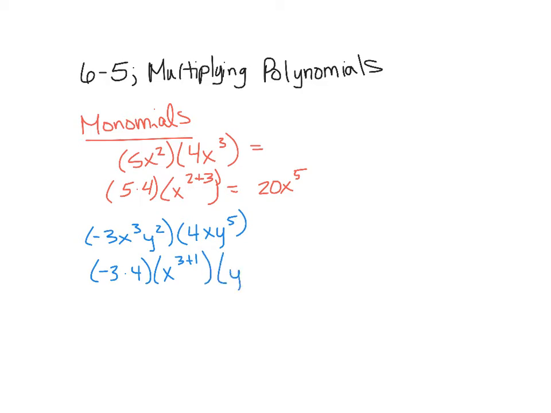Our first y is squared, our second y is to the fifth power. And then we take negative 3 times 4 and get negative 12. X, 3 plus 1 is 4, and then with our y, 2 plus 5 is 7.